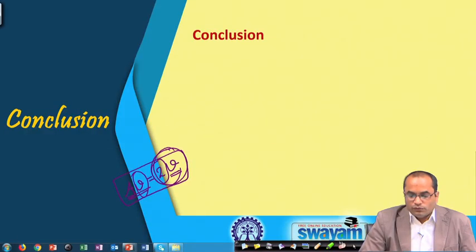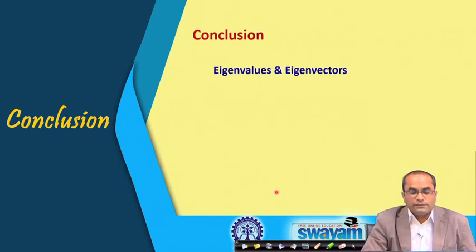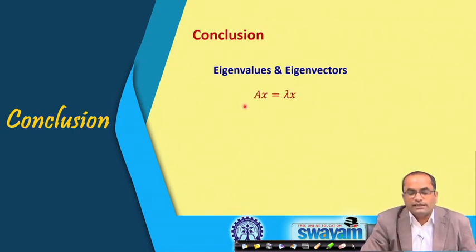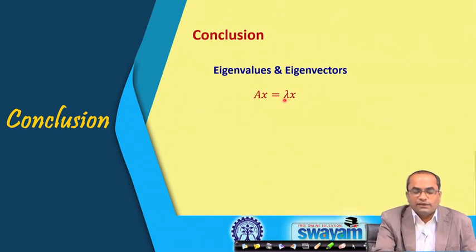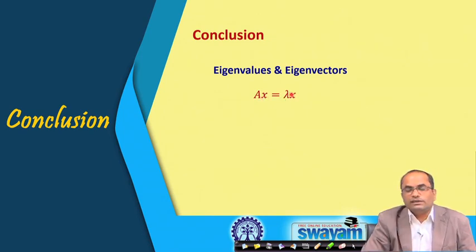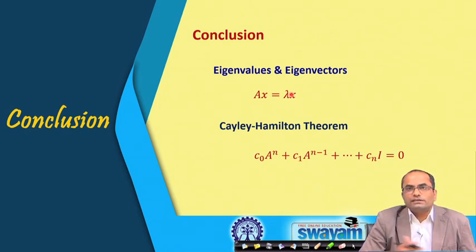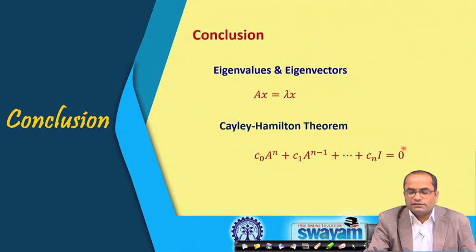So, coming to the conclusion, what we have done here is we have introduced the eigenvalues and eigenvectors, and basically this equation was very important, A x is equal to lambda x, where this lambda is the eigenvalue and the corresponding eigenvector will be given by x. And we have also studied the Cayley-Hamilton theorem, which says that every square matrix satisfies its own characteristic equation. So, here the right hand side is a 0 matrix.